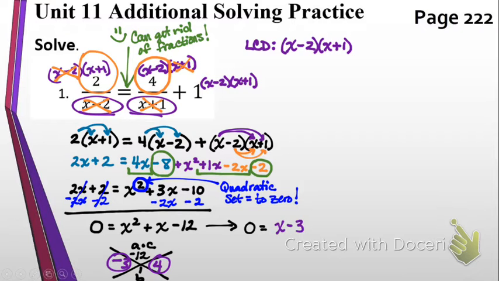x minus 3 and x plus 4. What do I do with each of those factors? Set it equal to 0. Absolutely correct. x minus 3 equals 0. x plus 4 equals 0. Over here with x minus 3 equals 0, what next? Plus 3 on both sides. So I get x equals 3.